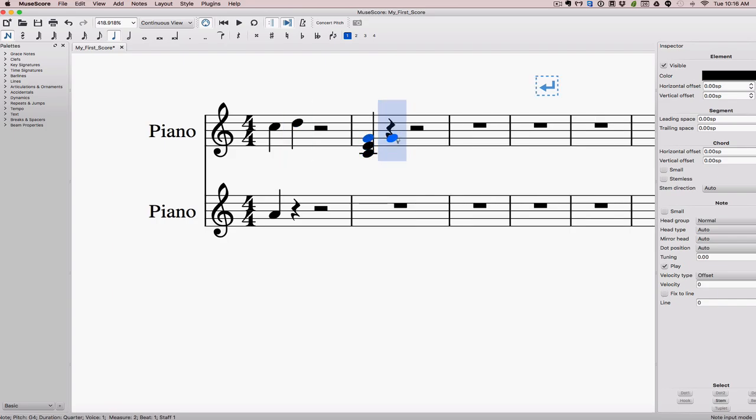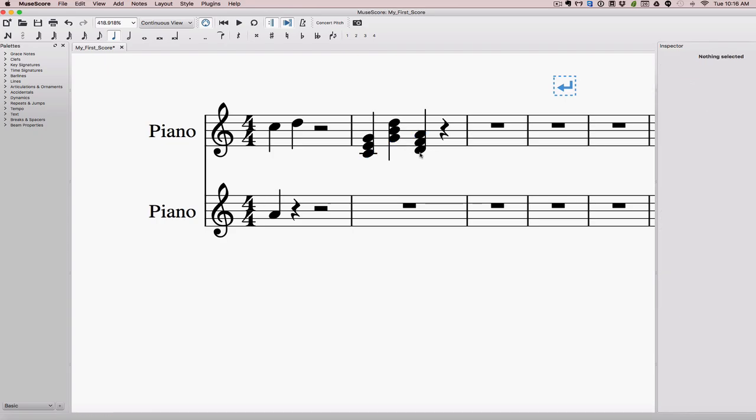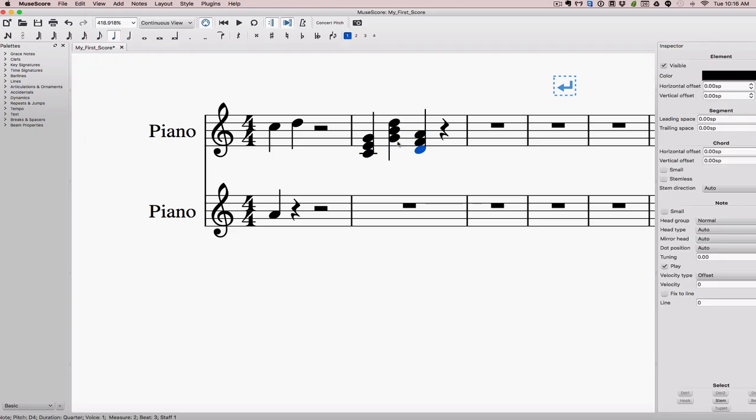So here's a 5 chord. And here's a 2 chord. Okay, now these are all in root position, right? Because the root of the chord is at the bottom. So remember when I did this, I took some notes down an octave. Let's take this D down an octave. And let's take this B down an octave.